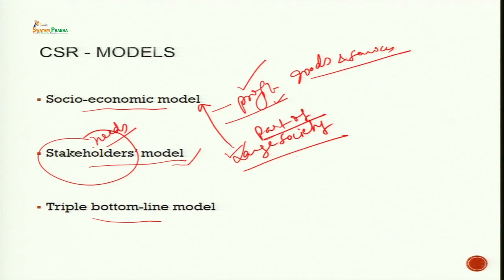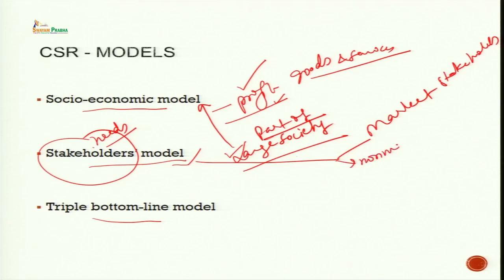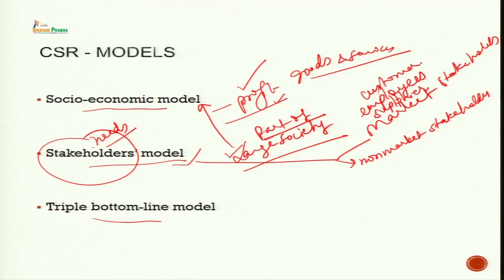So, these stakeholder models are further of two types. So, they can be market stakeholders or non-market stakeholders. Now, what are these two types? When we talk about the market stakeholder types, it maintains direct economic transaction with the business. It includes employees, suppliers. So, who are your direct stakeholders? Employees, suppliers, customers, they are your direct stakeholders, and lending agencies also.